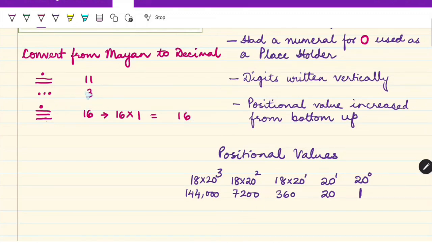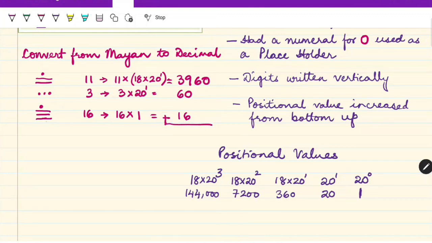All right. The next one above is 3. So that will need to be multiplied by 20 raised to the power 1, 20. So let's write that. It's 3 times 20 raised to the power 1 for a value of 60. Right? And finally, for the third digit, the place value is 360, correct? So it will be 11 multiplied by 18 times 20 to the power 1, which is 360. 11 times 360 would give us a value of 3960. All right, and once we have all those values calculated, just add them.